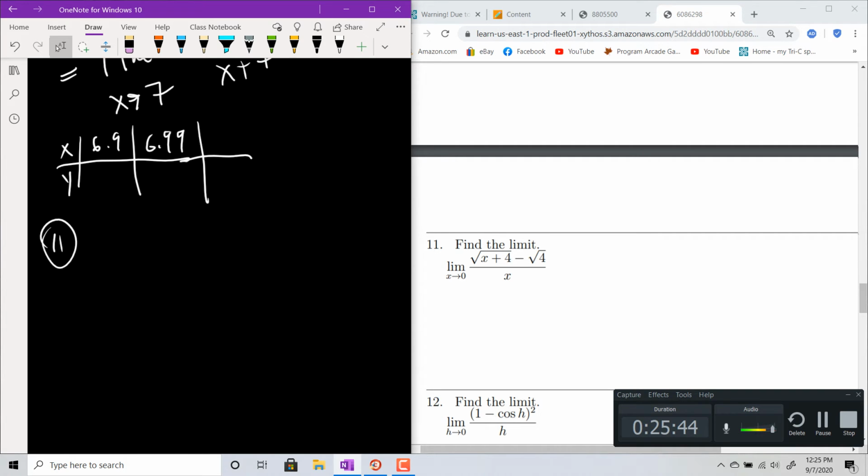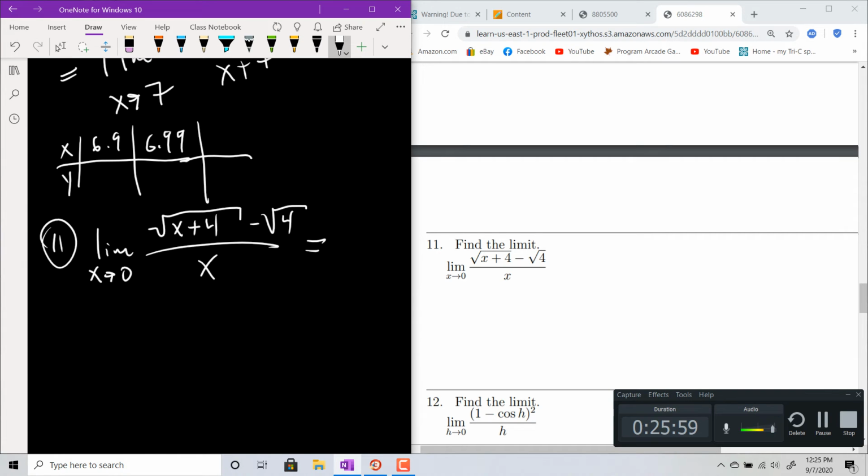Okay, so number 11 is another one of these where you have to do some algebra. Here we have (square root of x plus 4 minus square root of 4) all over x. And again, if you try to evaluate it off the top, you're going to get square root 4 minus square root 4, which is 0. Down below, if you plug in 0, you get 0. So we have to do some algebra, and the algebra this time is rationalizing the numerator. You need to show me that you know how to do that.